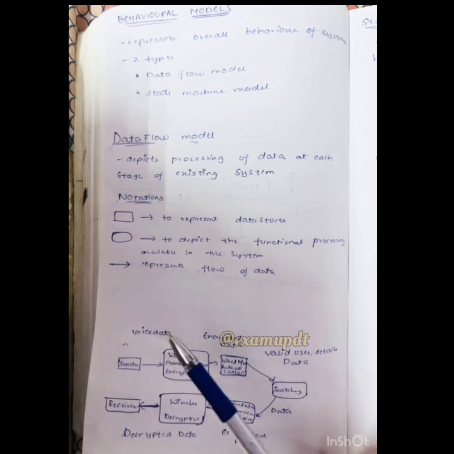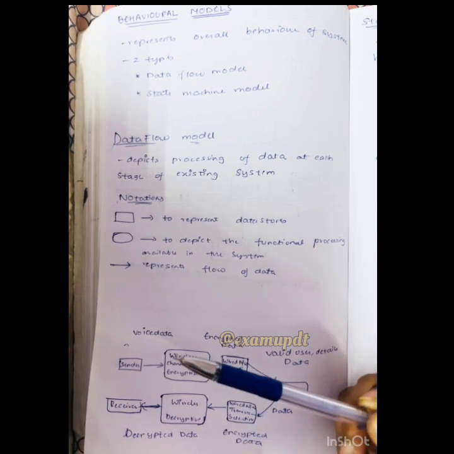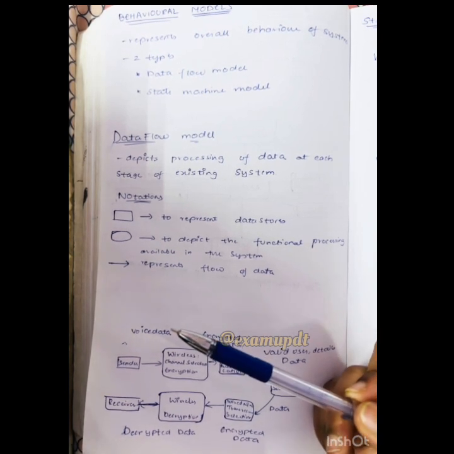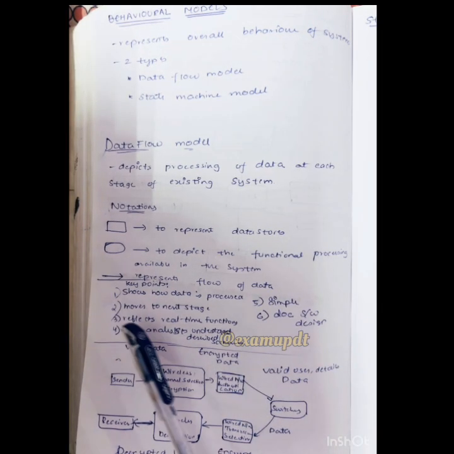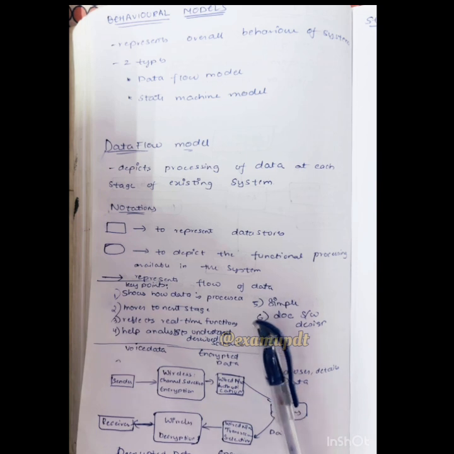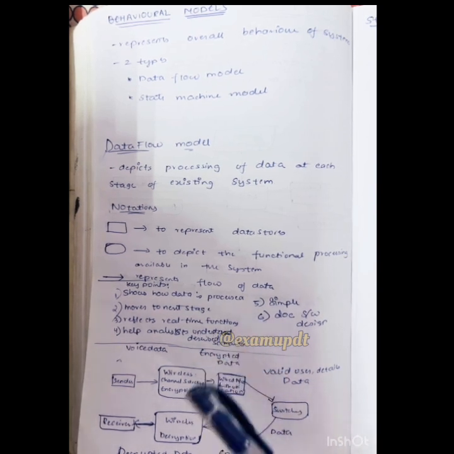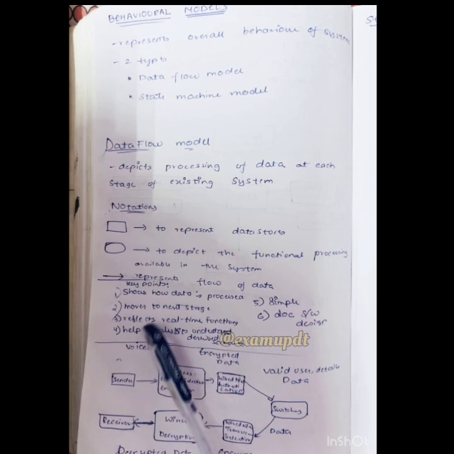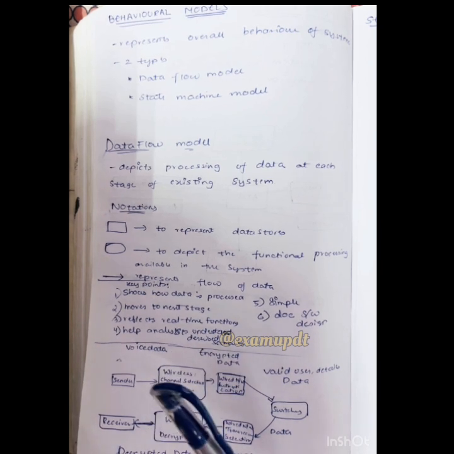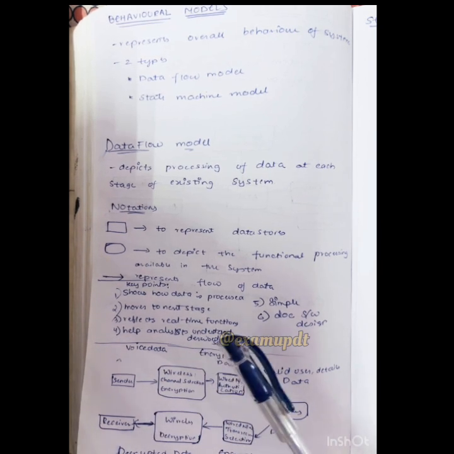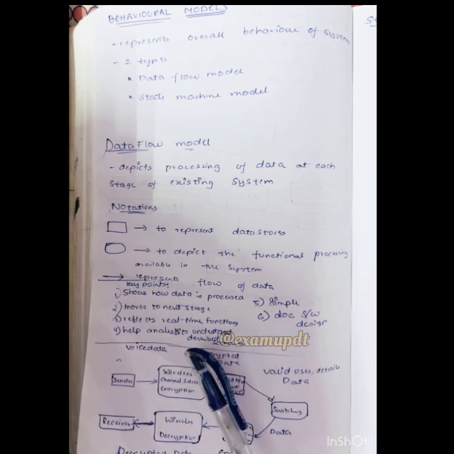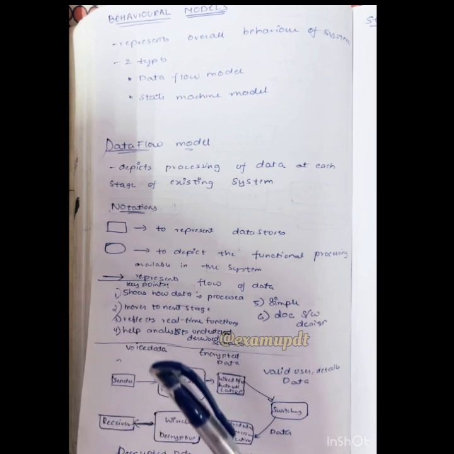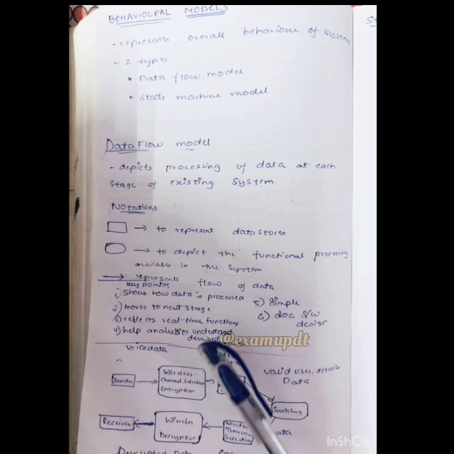Now when we are working with data flow models, it involves some key points. The first key point is it shows how data is processed. Data flow models will be showing how data is processed at each stage of system development. Next is moves to the next stage, that is, processed data will be moved to the next stage for further processing. Next is reflects real time functions. So each stage of processing reflects real time functions in software development.